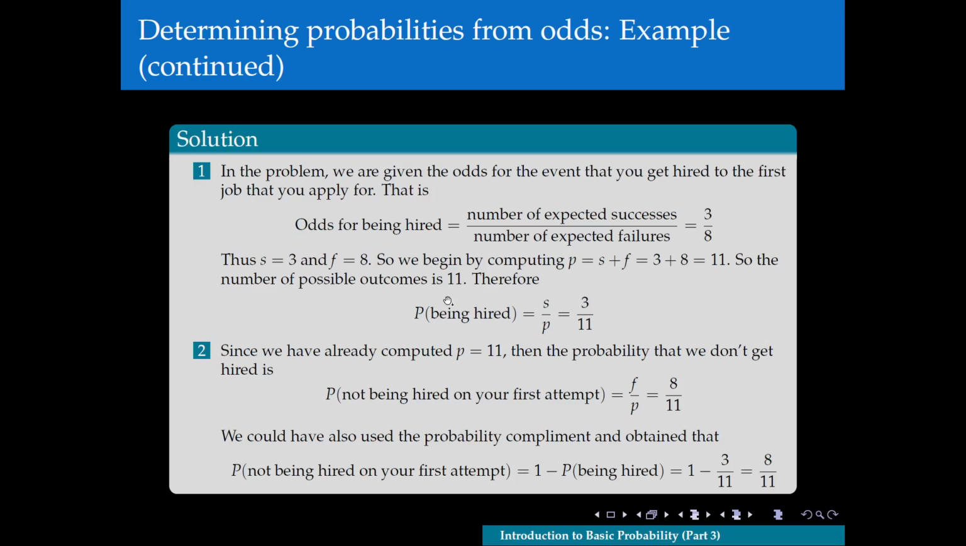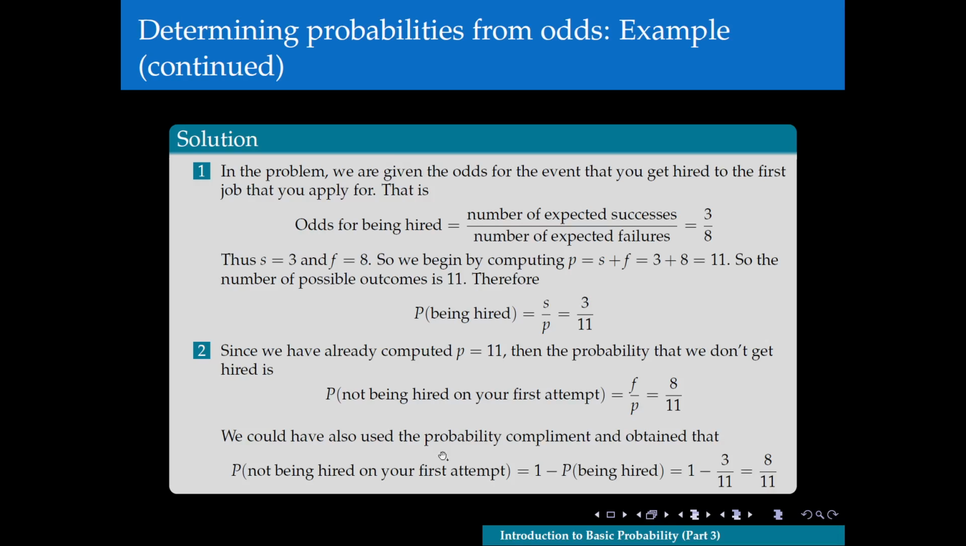We can now compute the probability of being hired by using the definition of probability, which is the number of expected successes divided by the number of possible outcomes, which is 3/11. Now, since we've already computed the number of possible outcomes, and we already know the number of expected failures, we can compute the probability of not being hired as F divided by P, or rather 8/11.